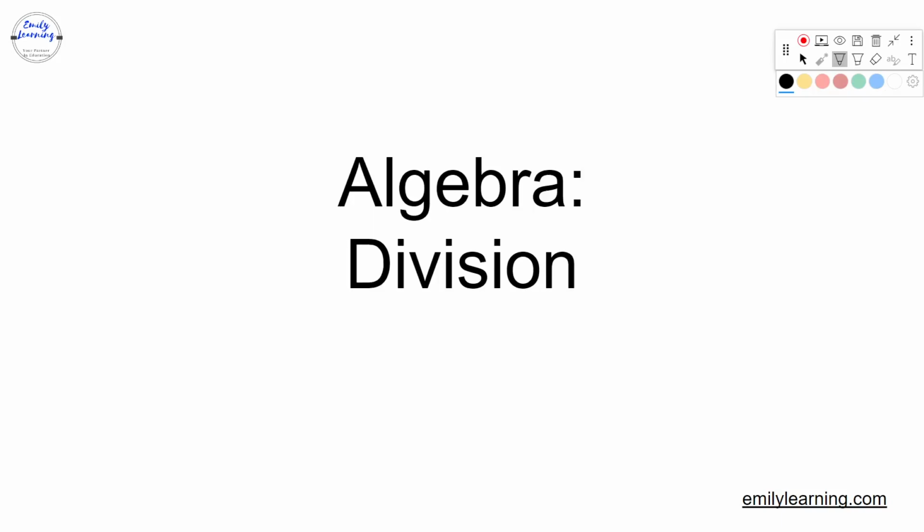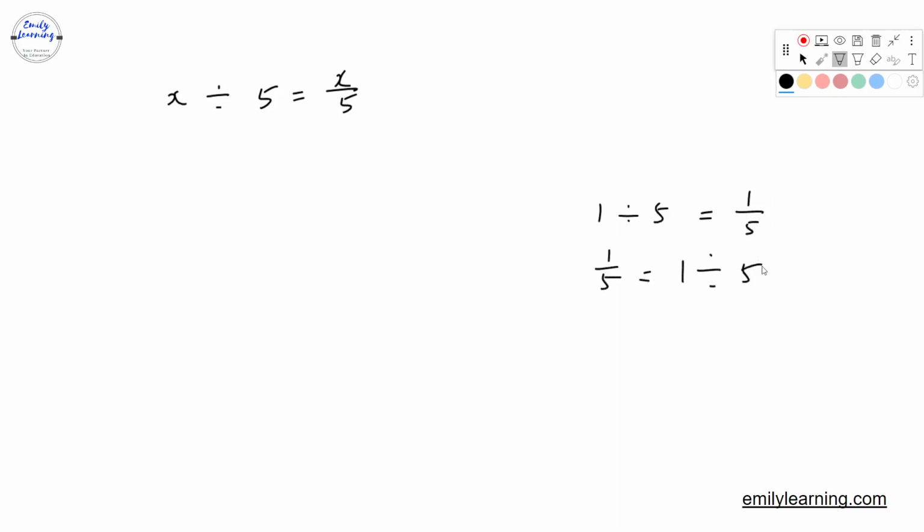In this lesson, let's talk about how to represent division in algebra. Let me use an example. If I'm going to take x divided by 5, x divided by 5 can be written as x over 5. Because you think about it, 1 divided by 5 is 1/5, right? Or 1/5 is the same as 1 divided by 5. So we usually represent division in algebra by a fraction.